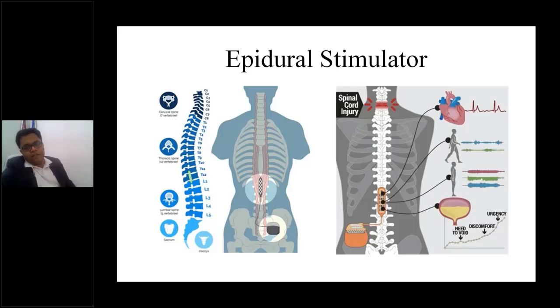So any of my friends who have been using this epidural stimulator in their practice, please note that in case you come up with a problem with the epidural stimulator, let it be twitching, let it be any problem in the skin, any surgical problem, that has to be immediately reported so that the condition of this instrument could be improved and it could be used.